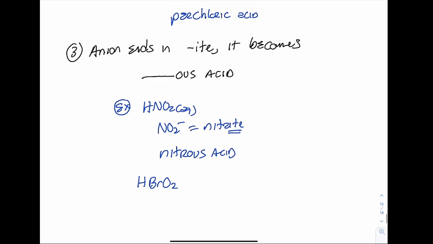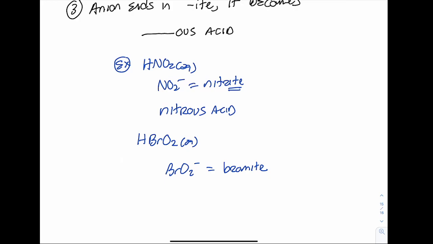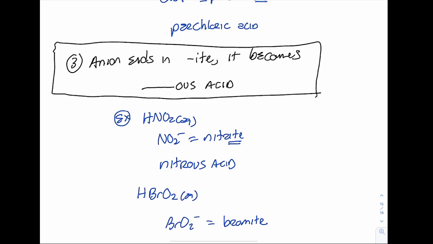HBrO2, aqueous. BrO2 minus is bromite. So this becomes bromous acid. So if the anion ends in ITE, get rid of the ITE and replace it with OUS, so OUS acid.